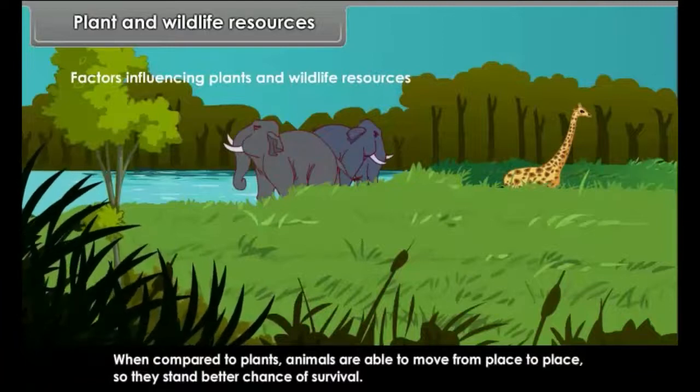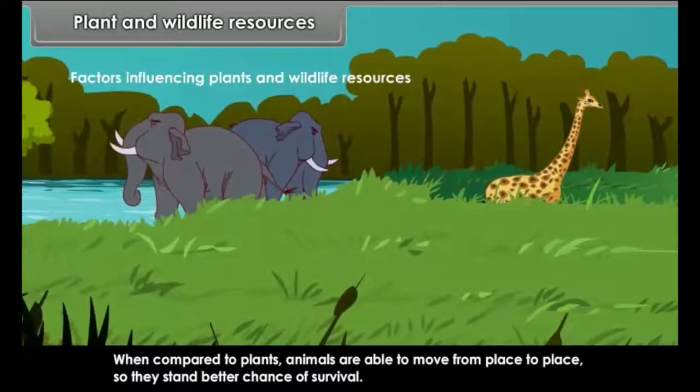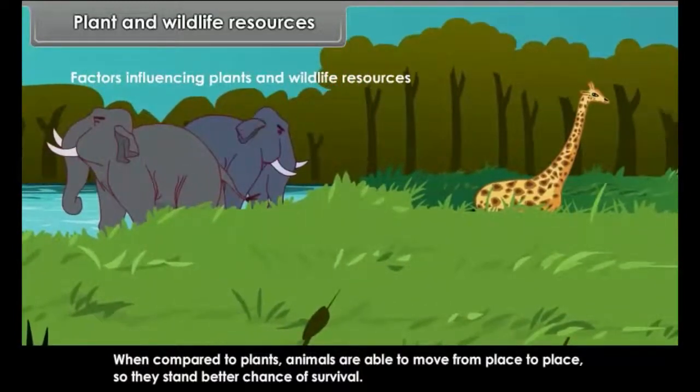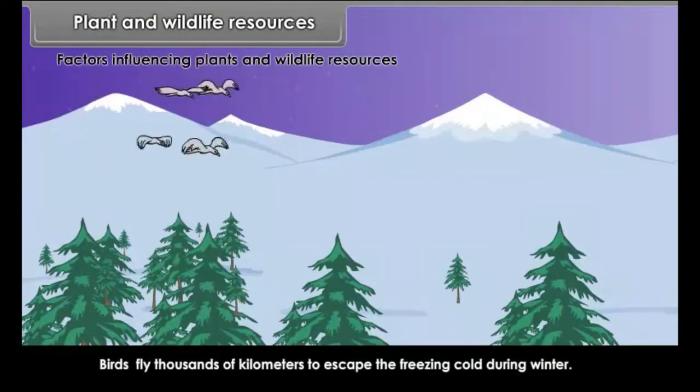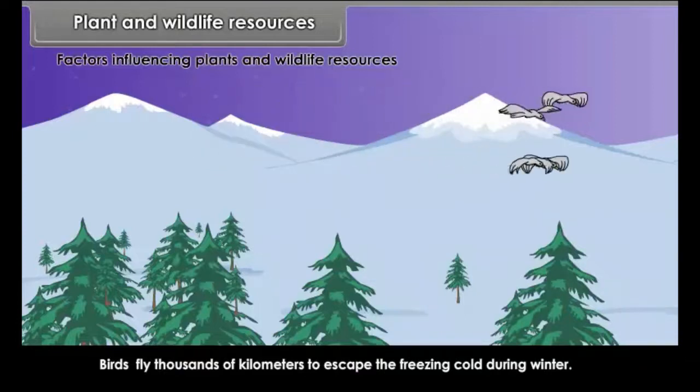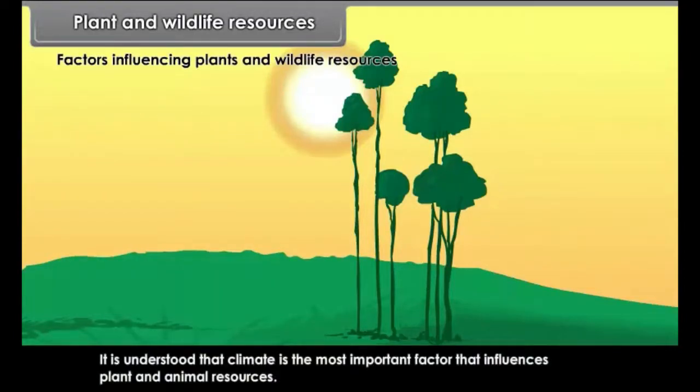When compared to plants, animals are able to move from place to place, so they stand a better chance of survival. Annual migration of birds and animals is a common feature in many parts of the world. Birds fly thousands of kilometers to escape the freezing cold during winter. They go back to their homes before the beginning of summer. It is understood that climate is the most important factor that influences plant and animal resources.